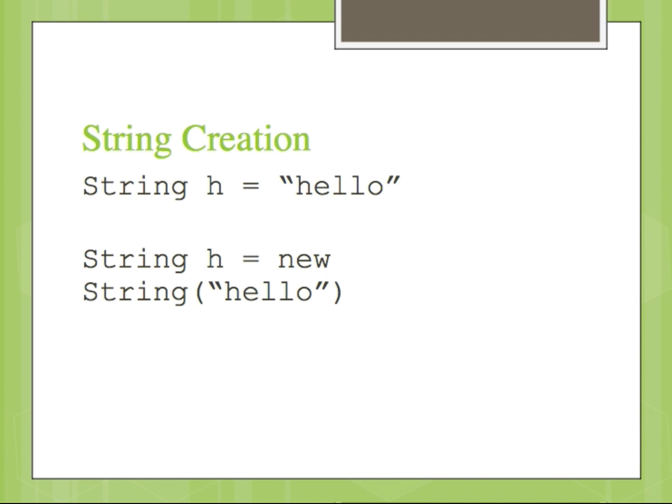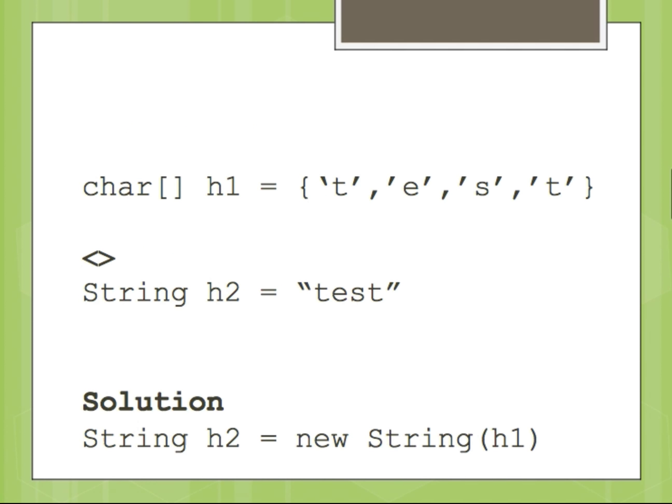Strings are a sequence of characters assigned to a string object. You can make a new string using String h = "hello", or, for example, String h = new String("hello"). While it's possible to use a character array to achieve something similar, these are in fact not the same and should not be treated as such.